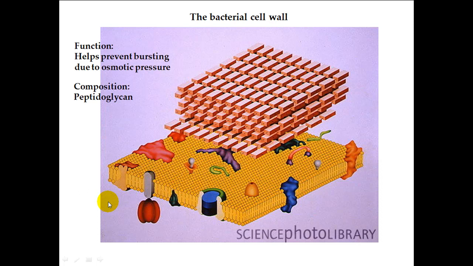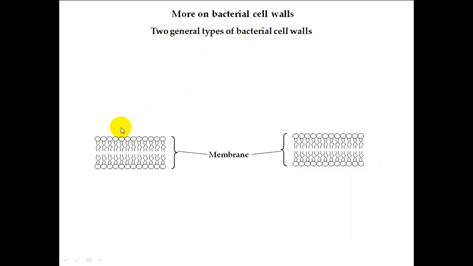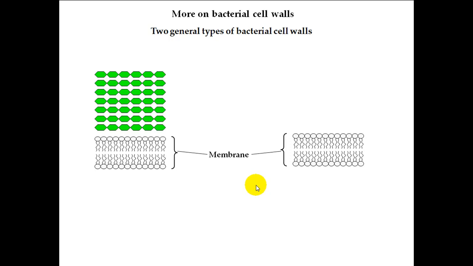What makes the cell wall of all bacteria similar is that they're all made up of peptidoglycan. But there are differences in how that peptidoglycan is arranged in different bacteria. There are two general types of cell walls you'll find in bacteria, and that's what we'll look at next. Here's how those two types are similar. This is the membrane of the bacterium, and pretty much all bacteria have peptidoglycan external to that membrane.